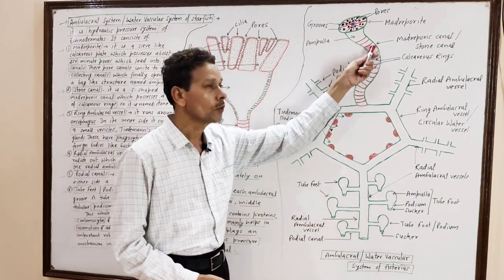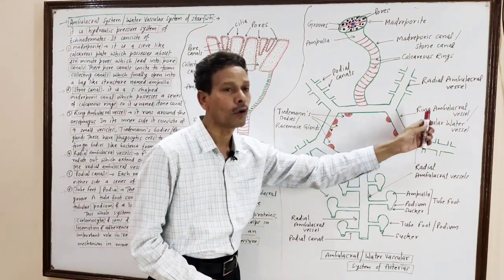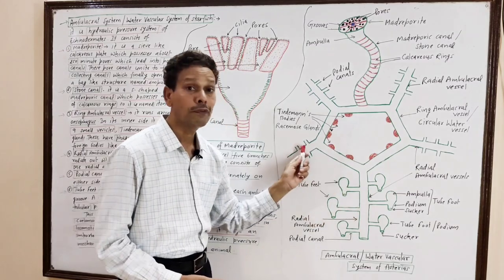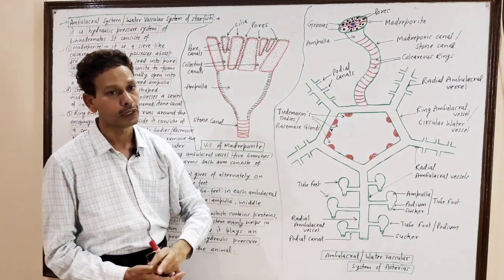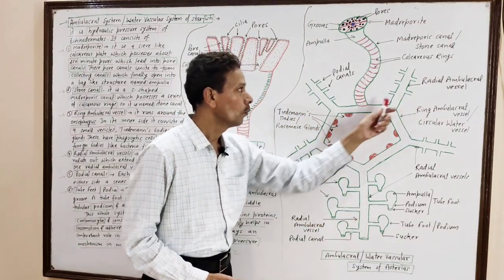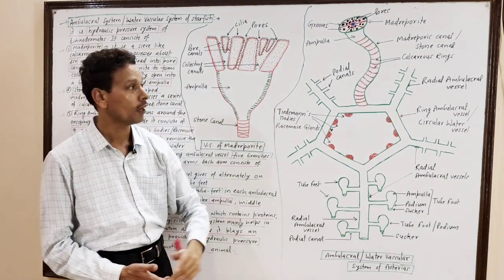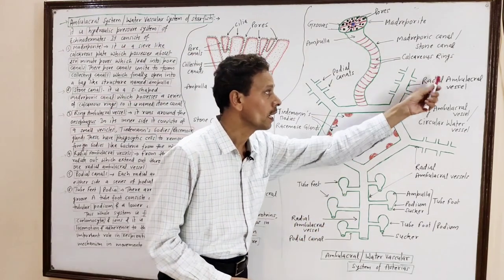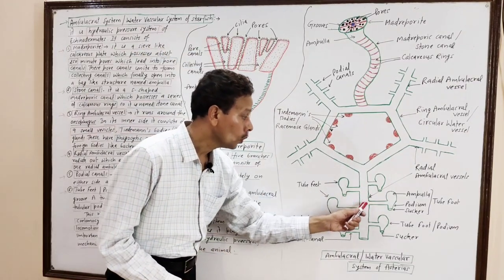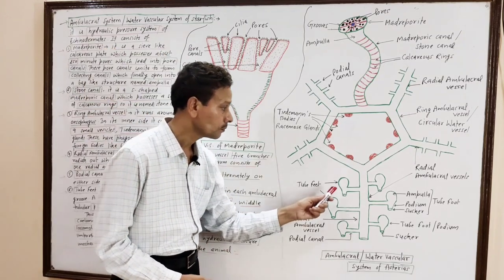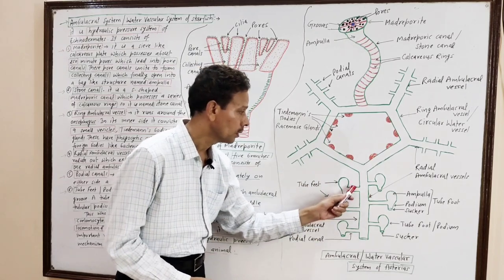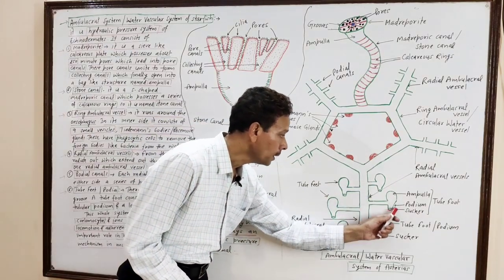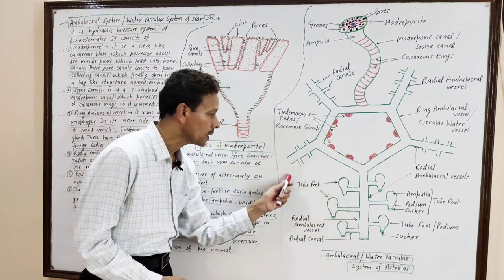No doubt, this stone canal opens in this ring or circular water vessel. From this ring ambulacral vessel, 1, 2, 3, 4, 5 radial ambulacral vessels radiate out. In each arm, one radial ambulacral vessel is present. And from this radial ambulacral vessel, note down, 4 rows of alternately arranged podial canals radiate out, and these podial canals open into these structures, the tube feet or podia.